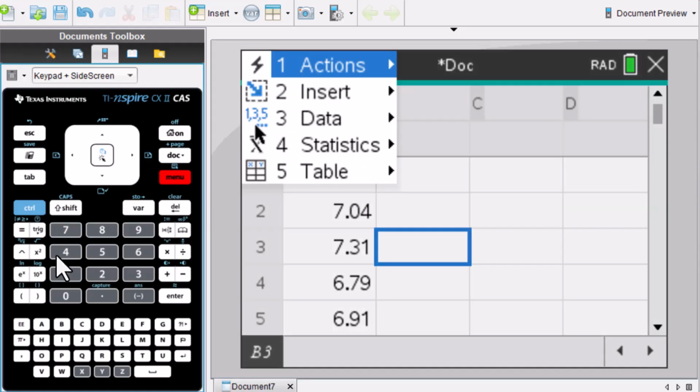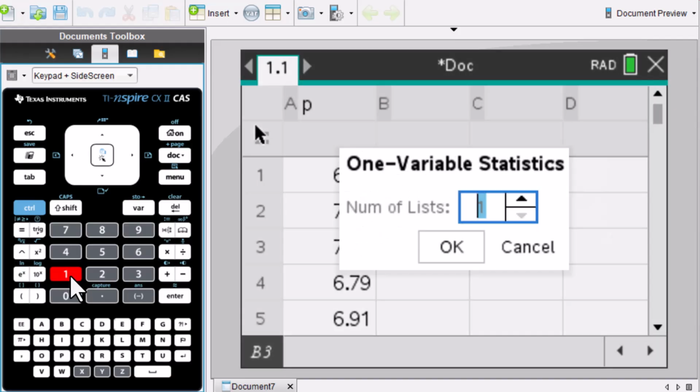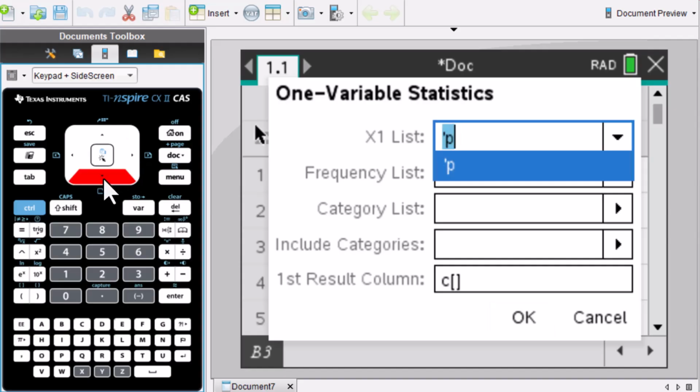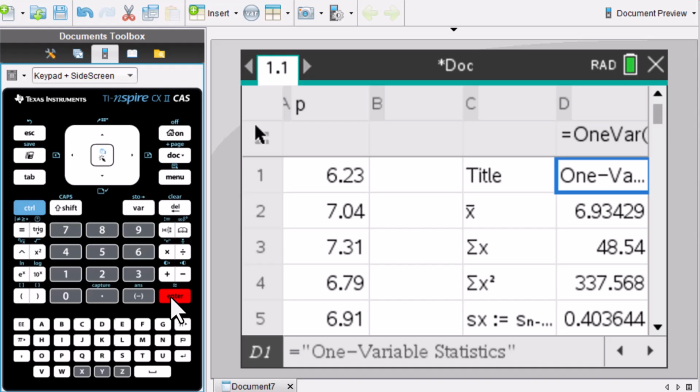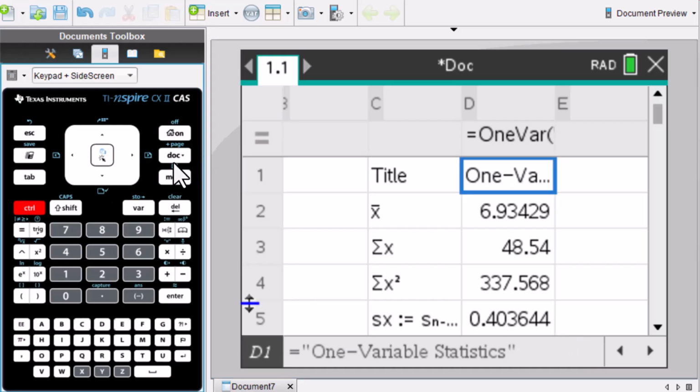Menu. 4. Statistics. 1. Stat calculations. 1. Variable stats. Enter. X1 list. Enter. So we got this x bar 6.93. Unbiased estimate of the population standard deviation 0.40644.